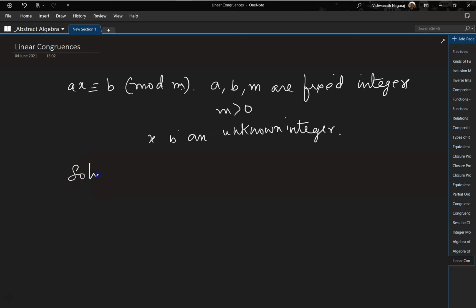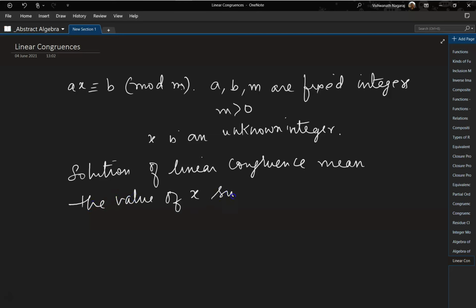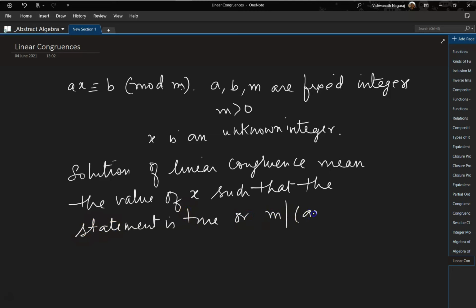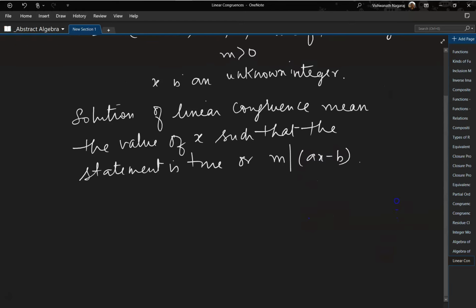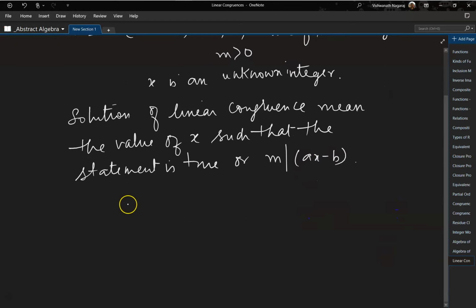So solution of linear congruence means the value of X such that the statement is true, or in other words, M divides Ax minus B. Okay, let's look at this with an example.